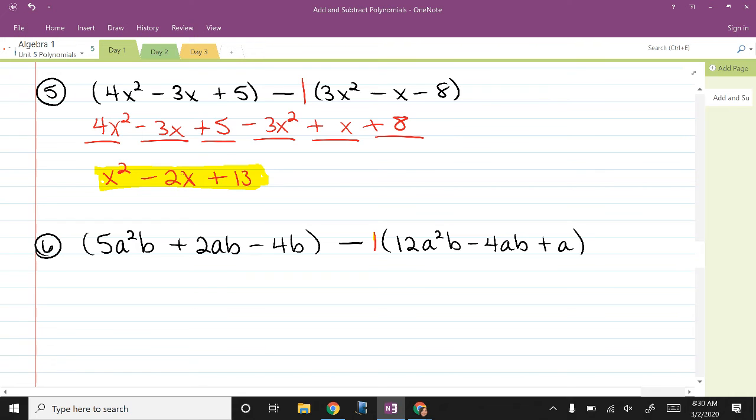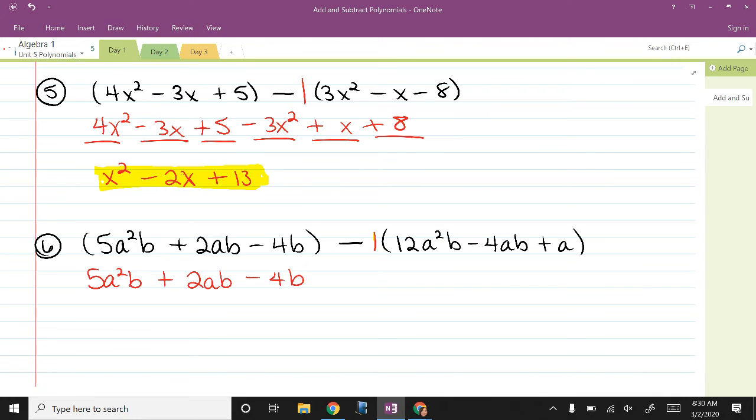All right. So what do we do to the first parentheses? Copy exactly like it says. So 5a squared b plus 2ab minus 4b. And what do we do to the second parentheses? Yep. So it becomes what do we do first? What do we write down first? Minus 12a squared b. And then plus 4ab.